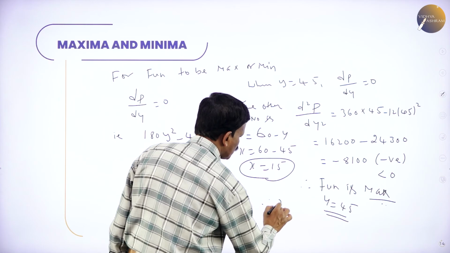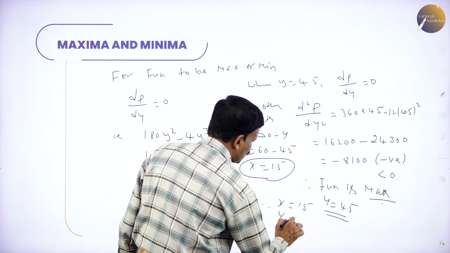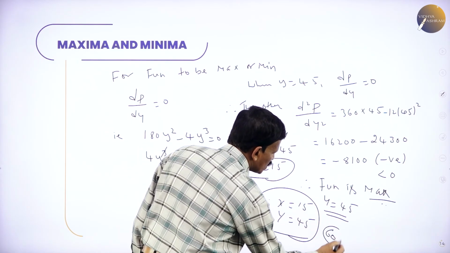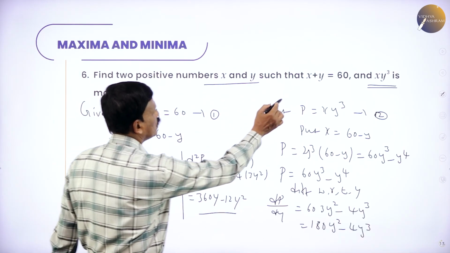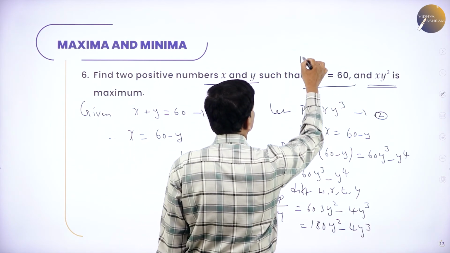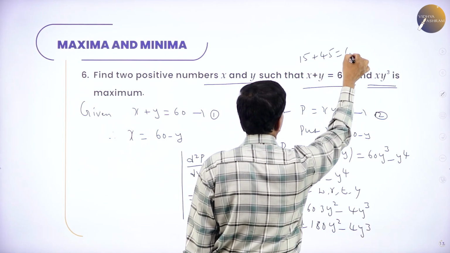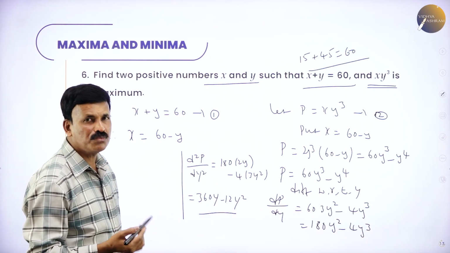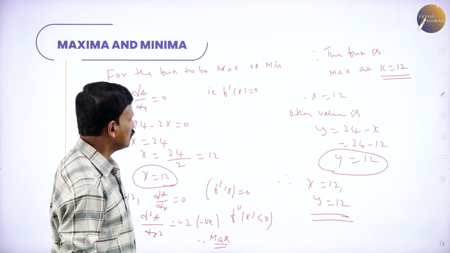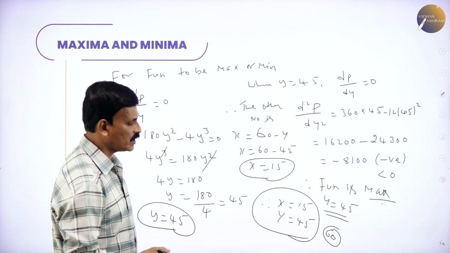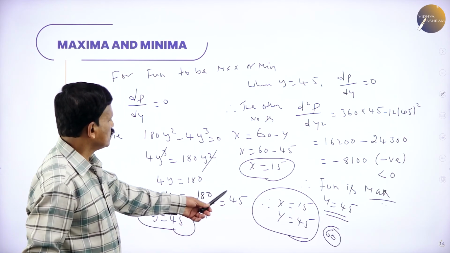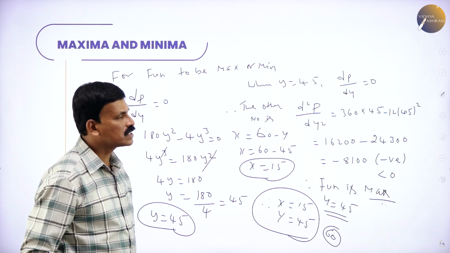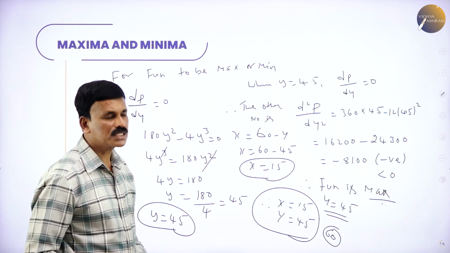So, therefore, the two numbers are x is equal to 15 and y is equal to 45. See, if you add, you will get 60. The sum of two numbers is 60. x is 15, y is 45. And the product x into y cube, that is 15 into 45 whole cube, is maximum. So the required answer is, therefore, the two numbers are 15 and 45, where the sum x plus y is equal to 60.